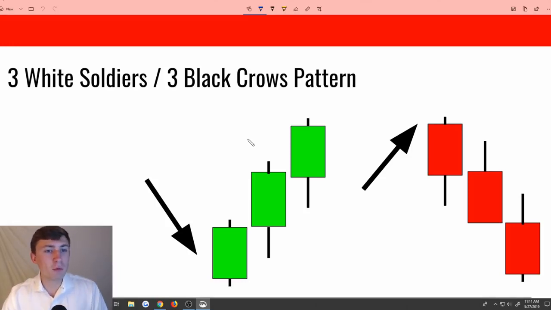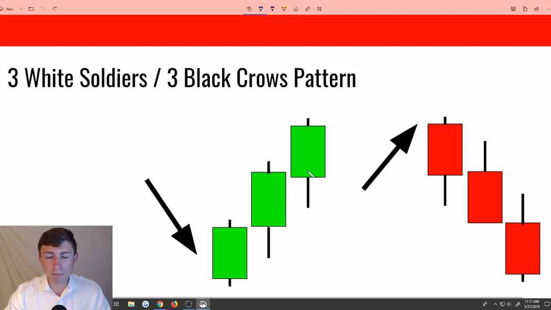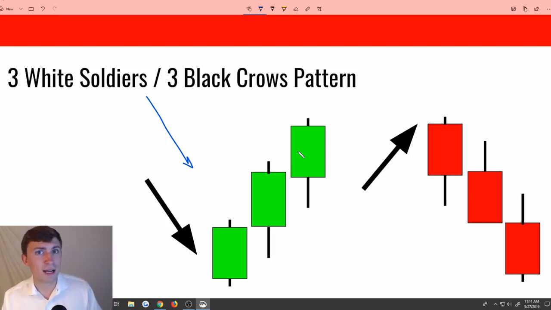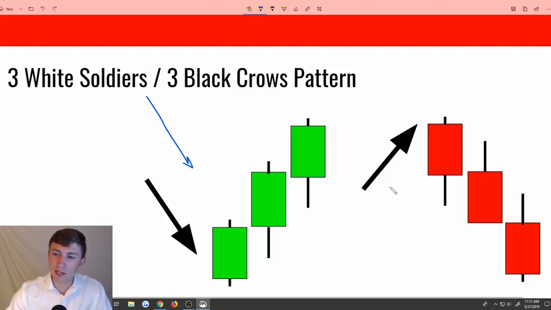So when talking about the 3 white soldiers, essentially what we have is a market that's moving to the downside, as you can see here with this arrow, and we have 3 bullish bars printed. So again, a market is moving down and suddenly you have these 3 bars moving in a row back the other direction. Now what this shows is that sellers may be exhausted and that buyers may actually have some room to run here. And oftentimes you'll see a continuation of these 3 bars into more bullish movements for this market.